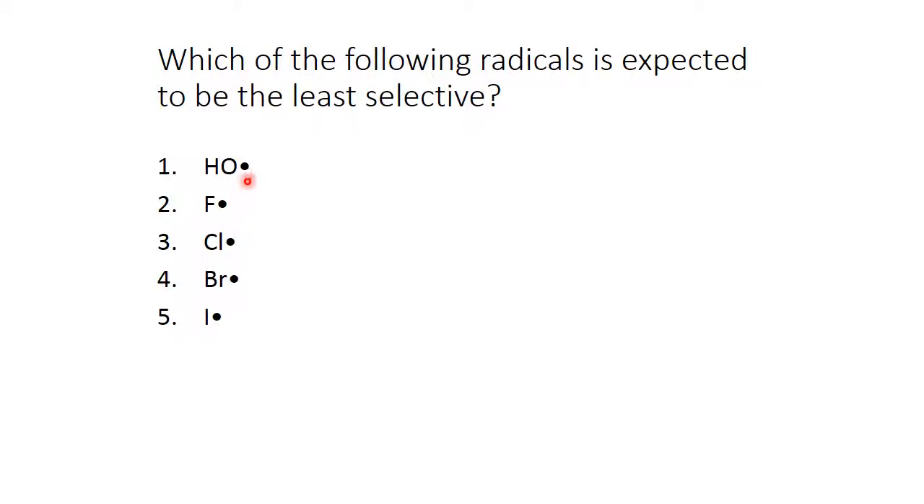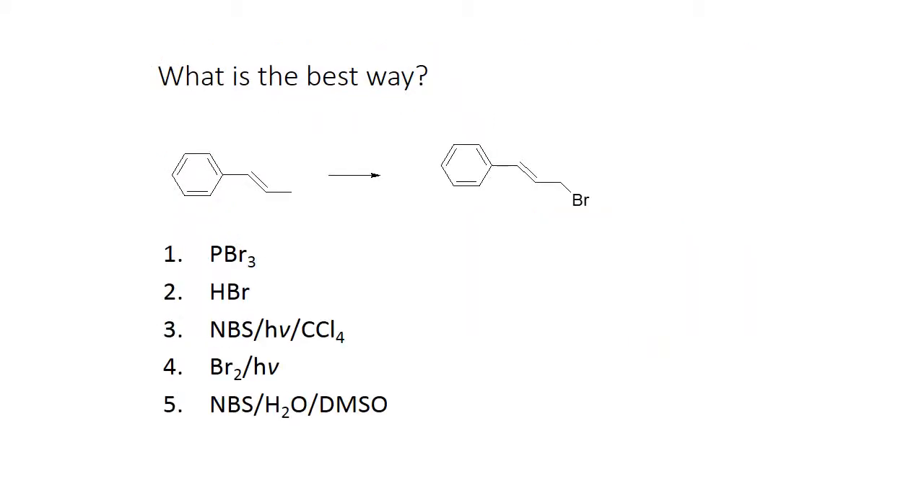Now I compare it to the hydroxyl free radical and the fluorine free radical. Which one of these would be the most selective? Well, the hydroxyl oxygen free radical is a bigger atom, and so it can stabilize that free electron a little bit better than the little bitty tiny fluorine free radical. So the least selective free radical here would be fluorine.